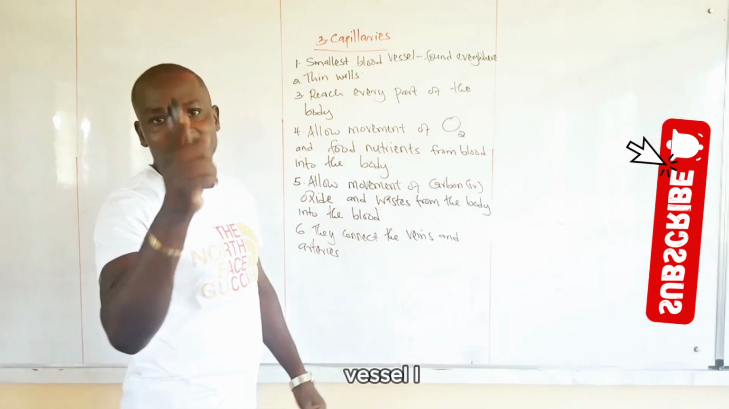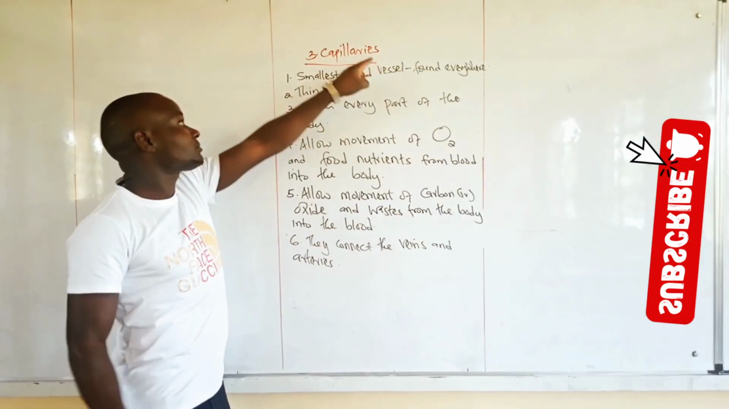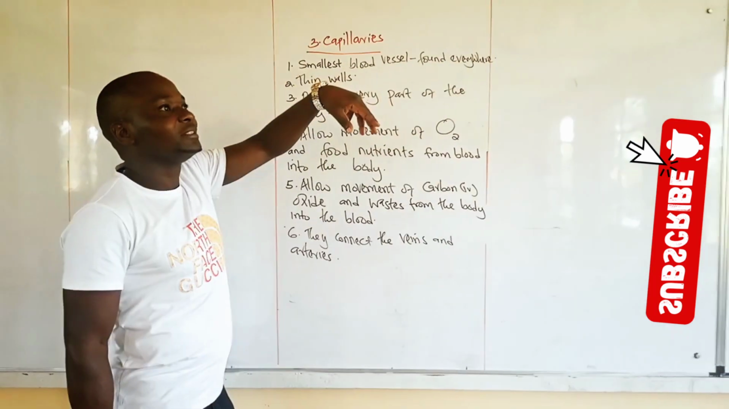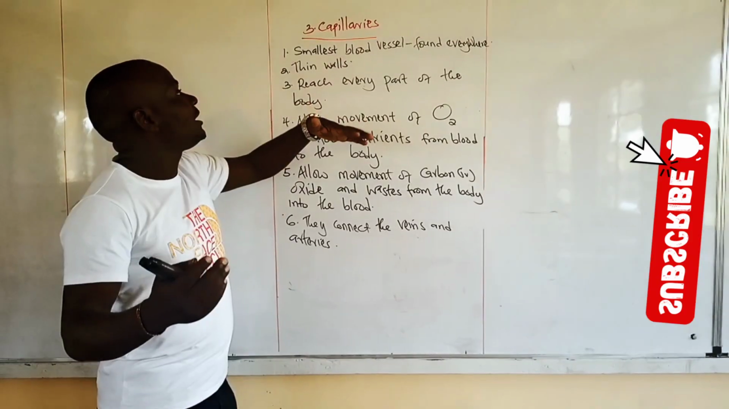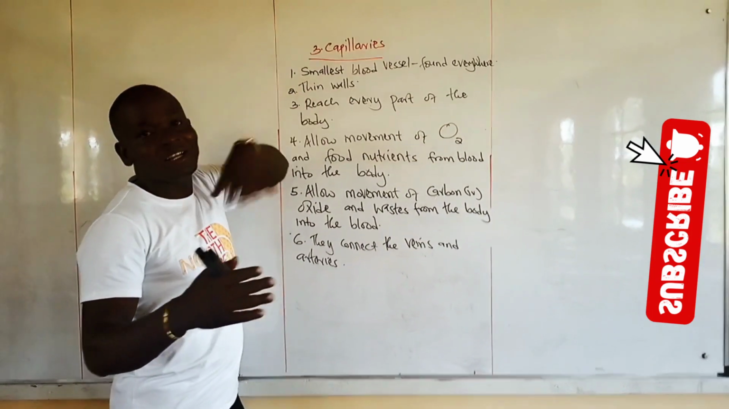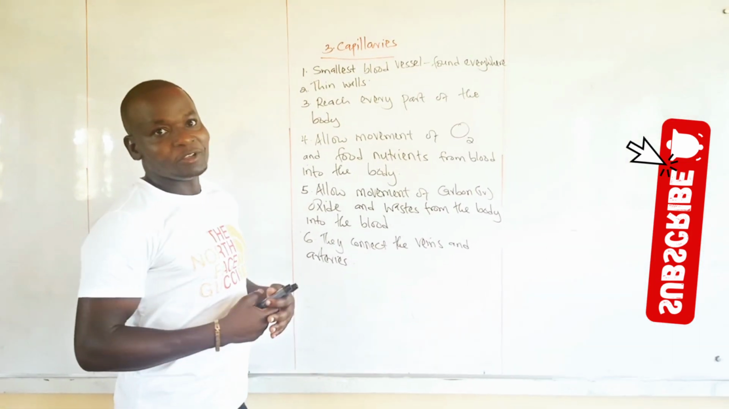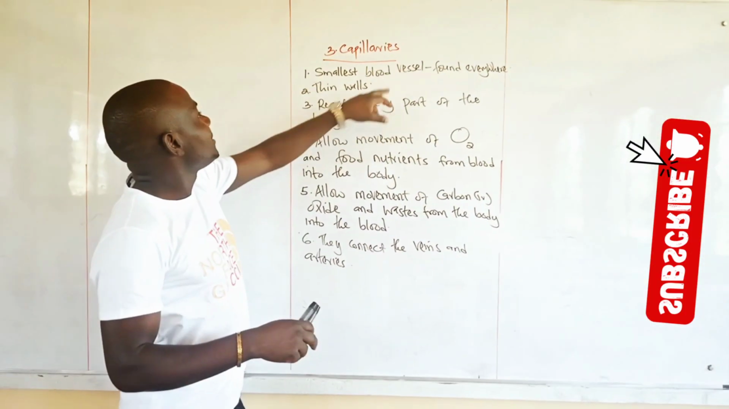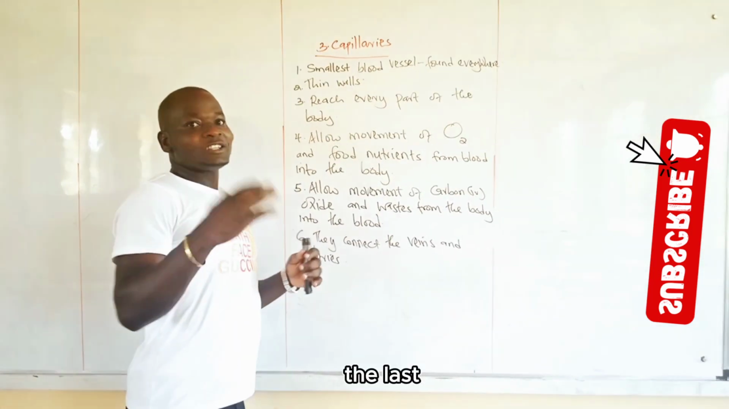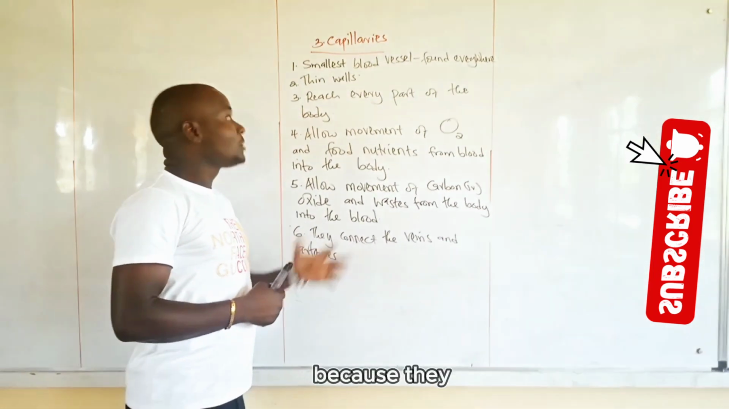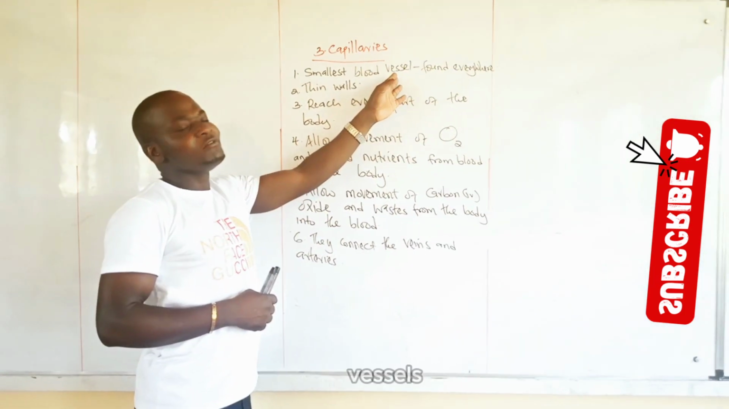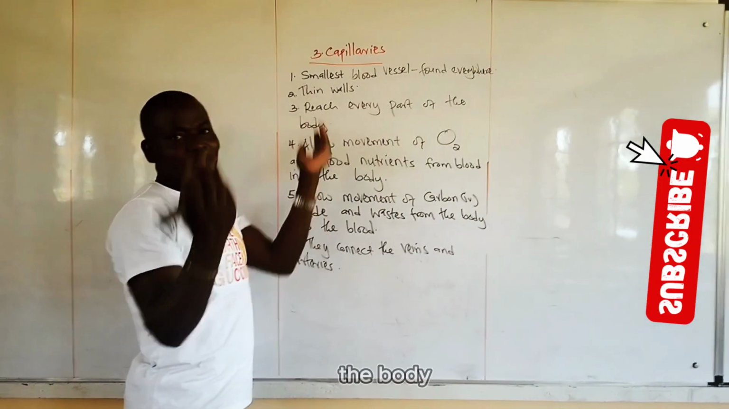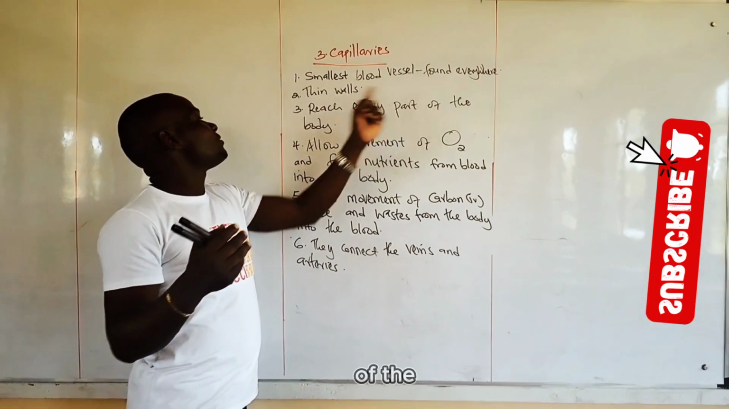So the last blood vessel I want us to talk about today is capillaries. This is the third. I usually like joking that capillaries act like the last born. Capillaries are like the last born in this group of blood vessels. Why? Because they are the smallest blood vessels, and they are found everywhere in the body. They reach every part of the body.